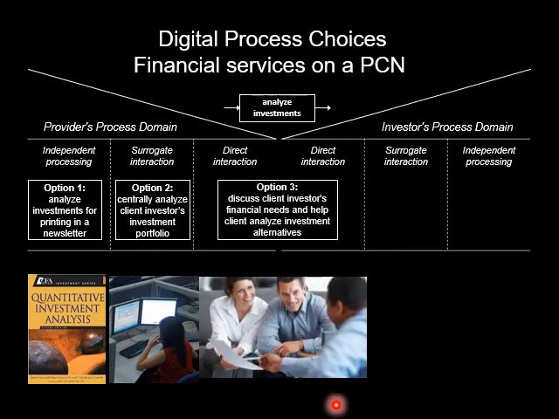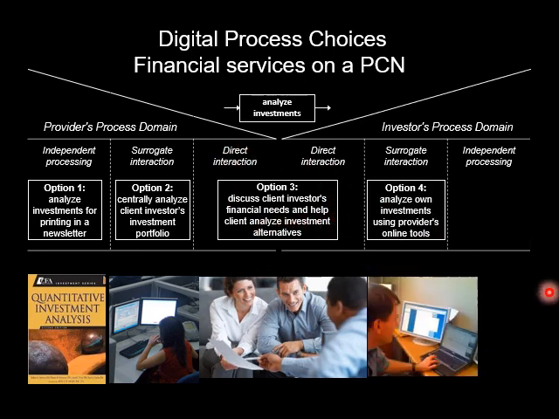You could, of course, choose this. You could directly interact. You could be a financial advisor. You could talk to a financial advisor. You can discuss their financial needs. You can help them analyze investments and suggest alternatives. And you could have an hour or 2 hour long meeting with them. So you could have direct interaction. Or you could do surrogate interaction.